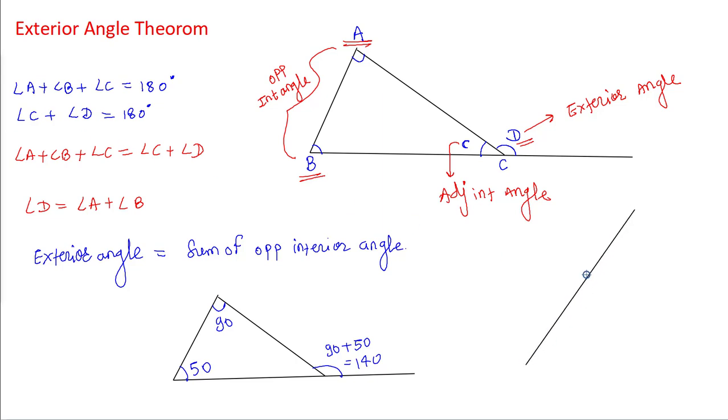Let's have a look at one more example. If this angle is 60 degrees and this angle is 50 degrees, then the measurement of this exterior angle is going to be 60 plus 50, that is equal to 110 degrees. Okay everyone, depending on this exterior angle theorem, we'll solve one question. Let's have a look at it.